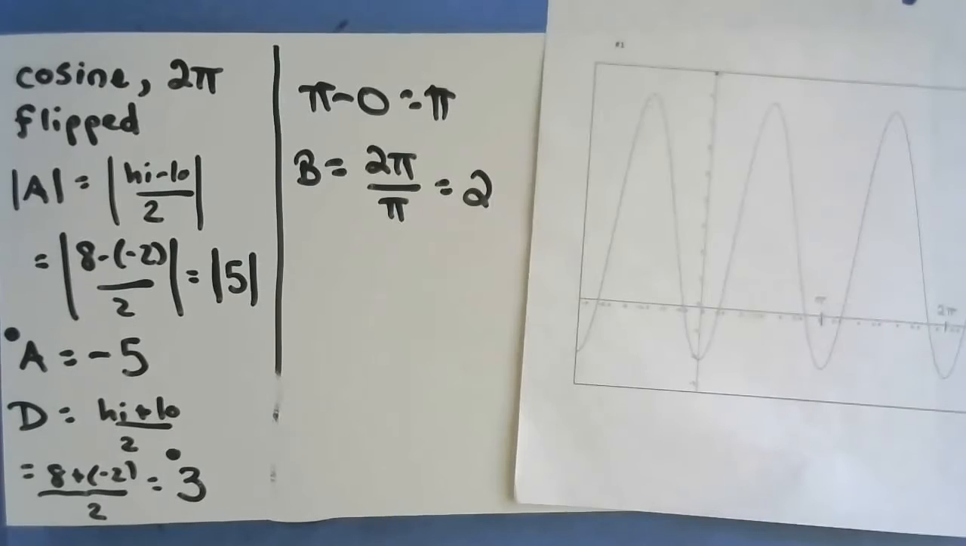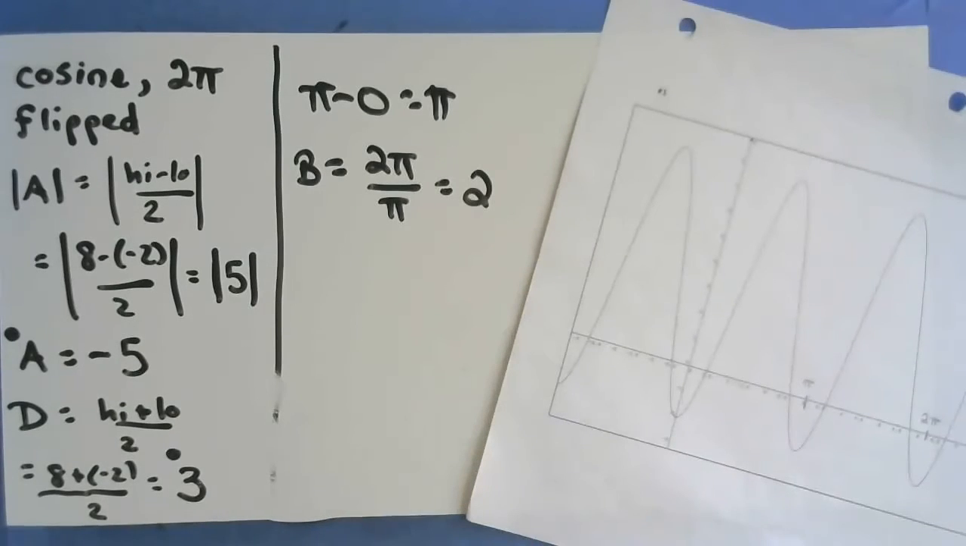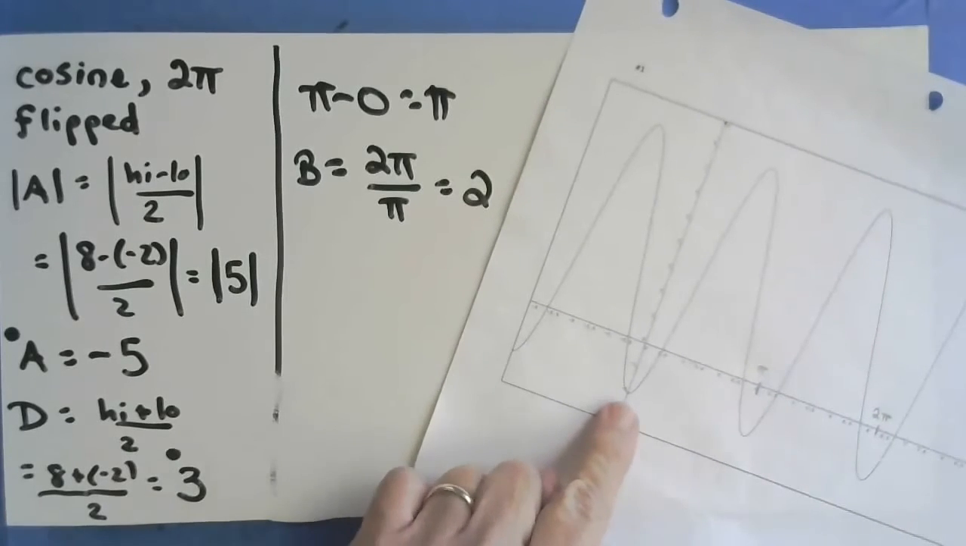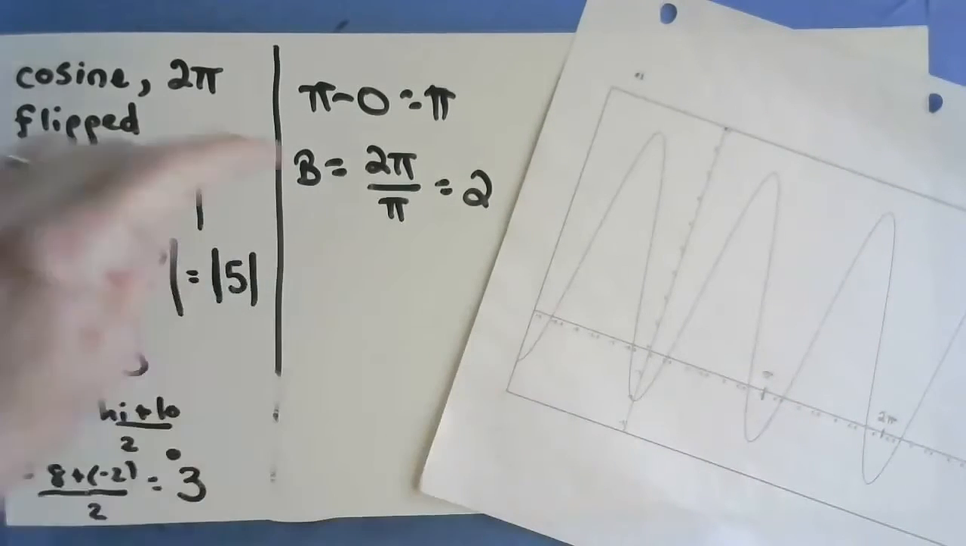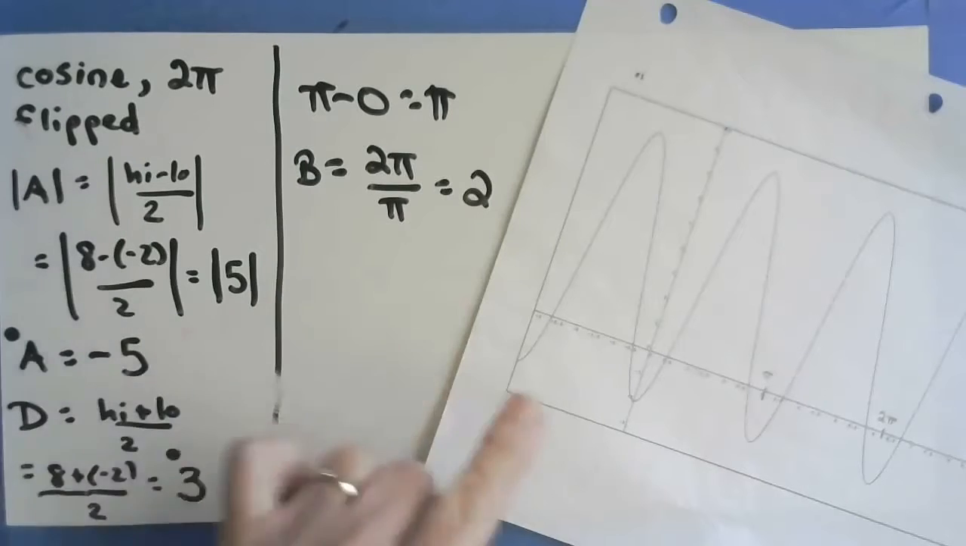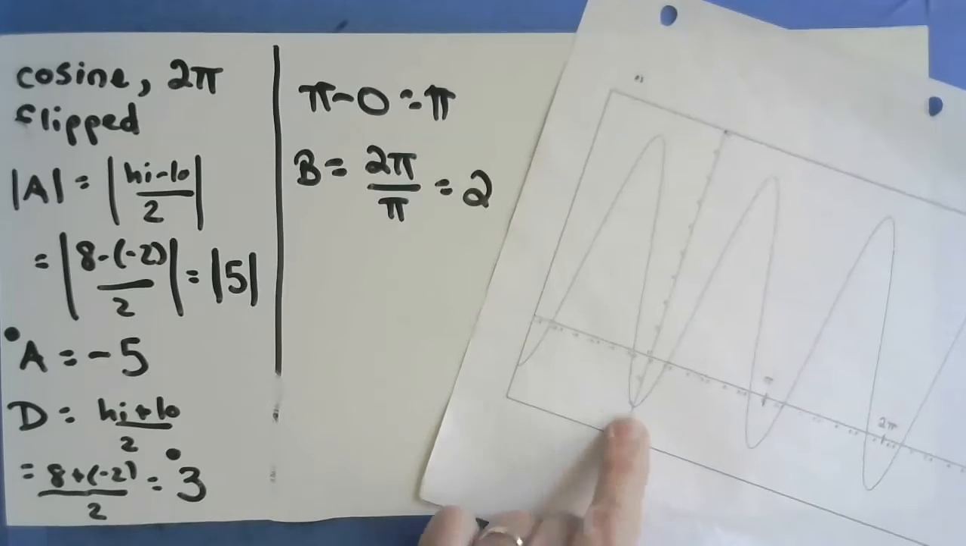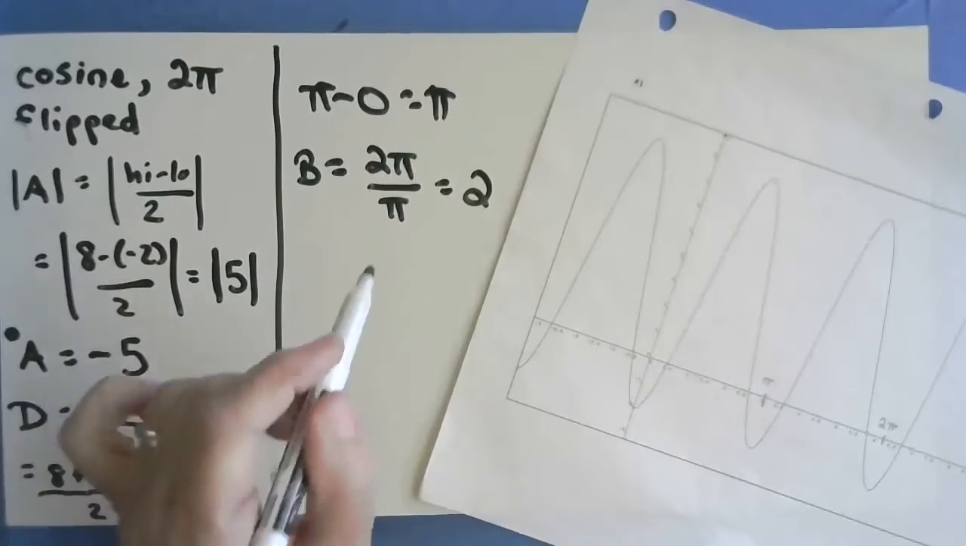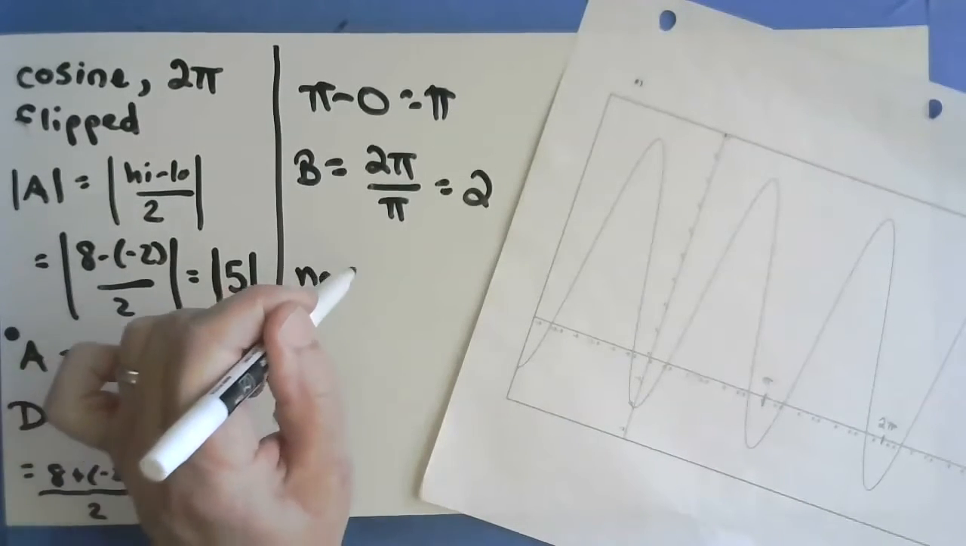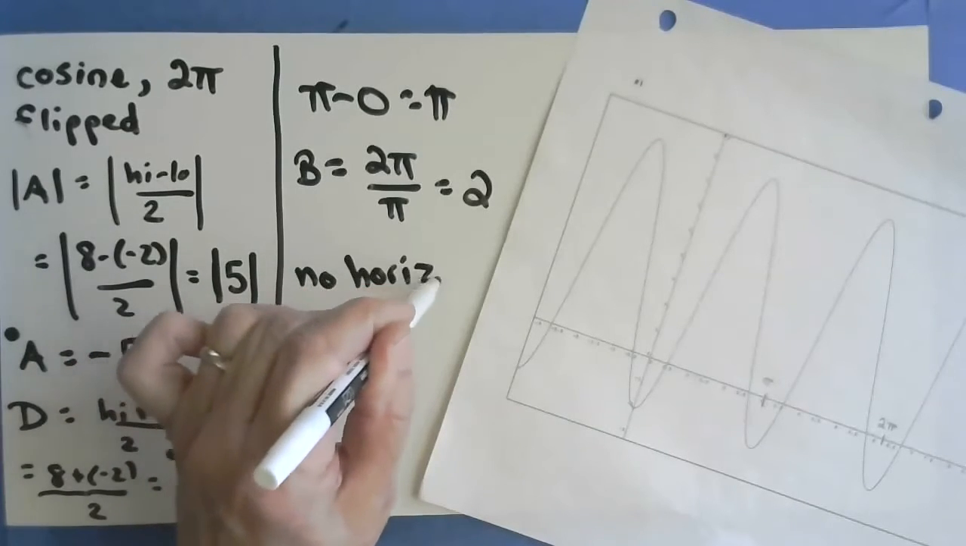Now I want step 6, I'm looking for a horizontal shift. So one of the advantages of picking this to be cosine and flipped is that that puts the part of cosine that touches the vertical axis here on the vertical axis. That says then, because I picked cosine and flipped, that means there's no horizontal shift.